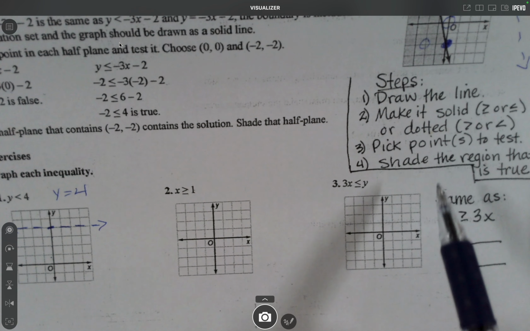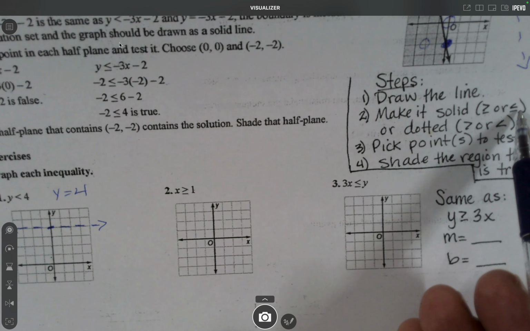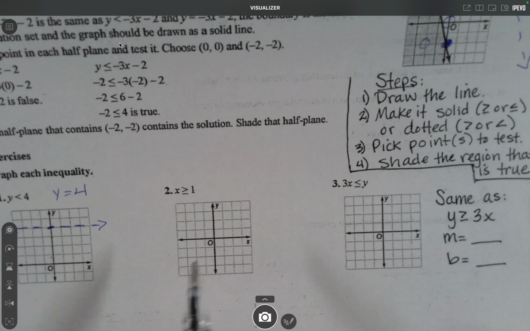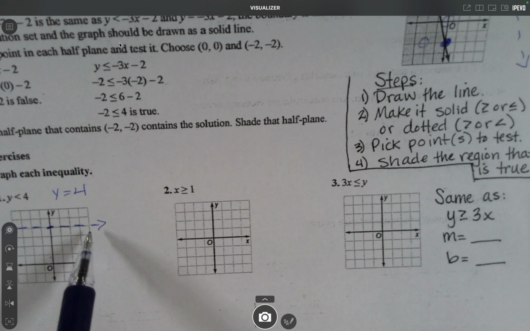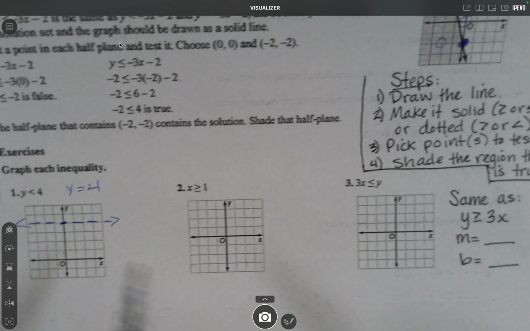So just remember, it's a solid line if it's greater than or equal to, or less than or equal to. It's a dotted line if it's greater than or less than. Since this one's less than, we do a dotted line. That shows that the line itself is not part of the answer. It's a boundary for the answer, but it's not part of the answer itself.